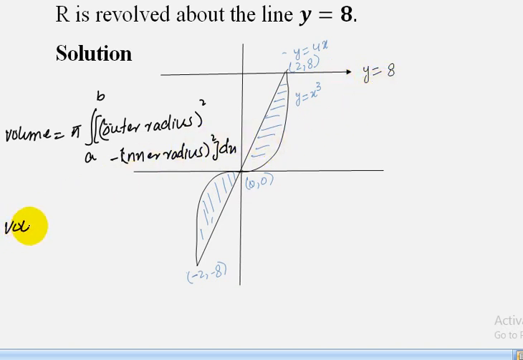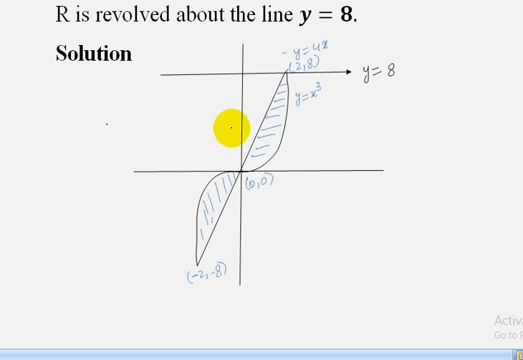This volume can be written as pi times definite integral from a to b, if our outer radius is capital R, so capital R square, minus inner radius small r square, dx. Now we find outer and inner radius.